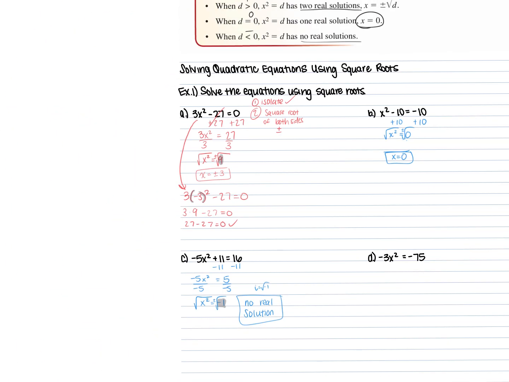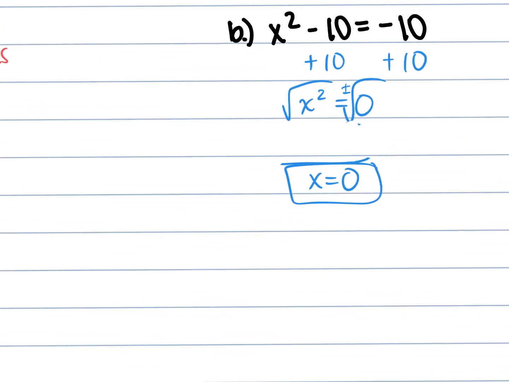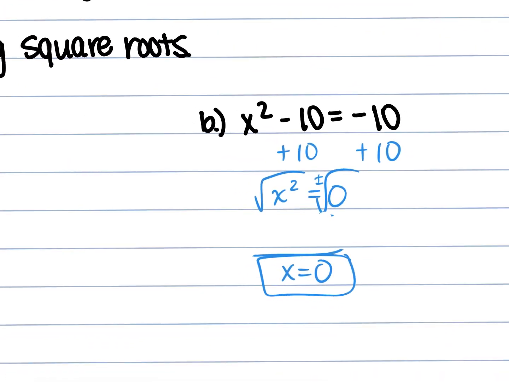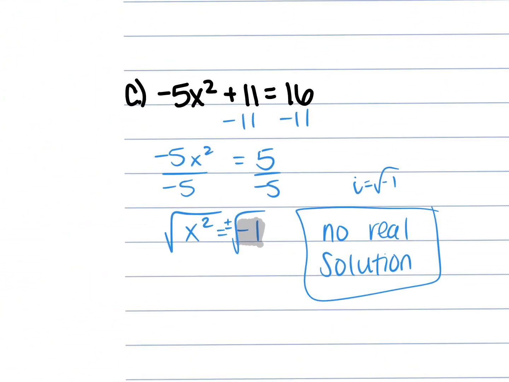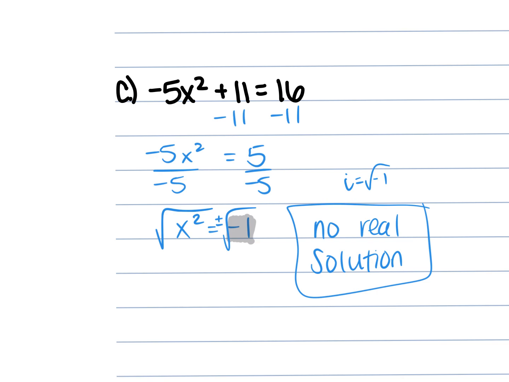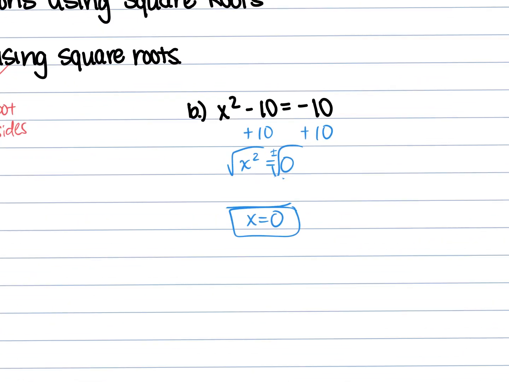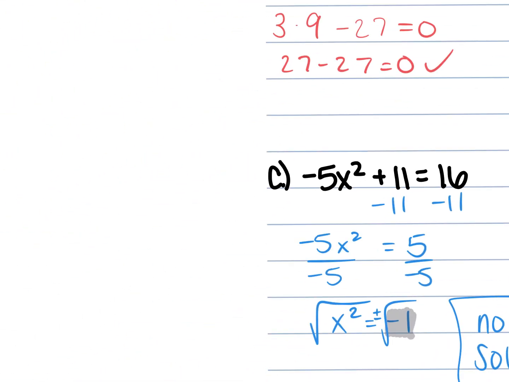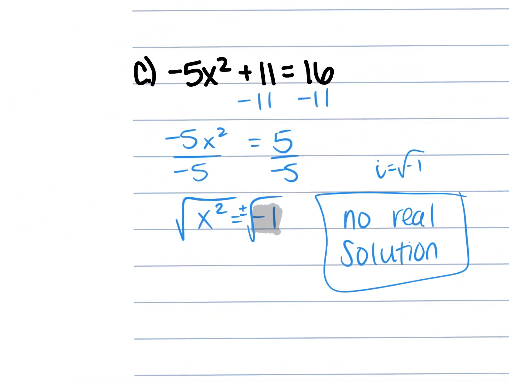Wait, why do we get x squared in C but not x squared in B? We got x squared equals 0 here, which means x had to be equal to 0. And for C, we got x squared equals -1. Wait, you said it was x equals 0 for B. Yeah, because you can take the square root of 0. Alec, can you take the square root of -1 though? No. Okay, so that's why we got no real solution.